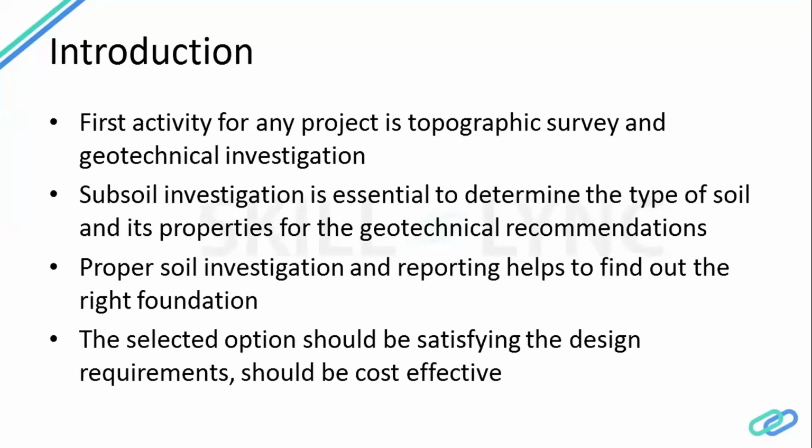So, introduction. When you join any industry and you are given a project, at the beginning of the project, once the site is cleared, we have to go for the topographic survey and the soil investigation. So these are the first activities which happen in any project. Subsoil investigation helps us to determine the type of soil and its engineering properties, which will be used for foundation design. So it's very important to get the soil investigation done correctly.